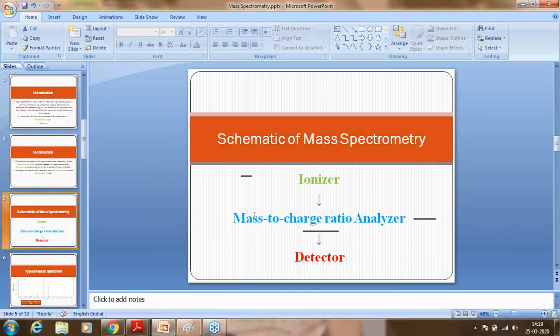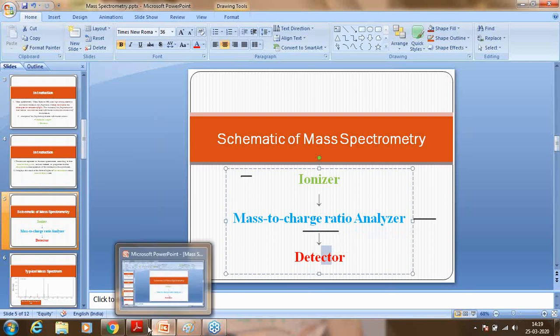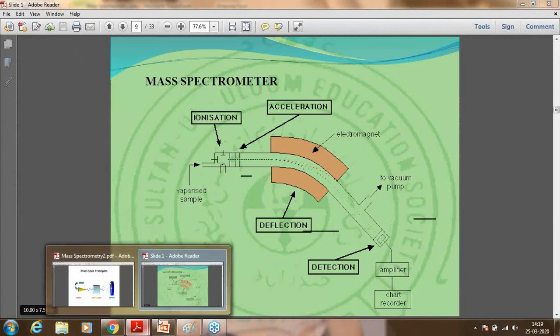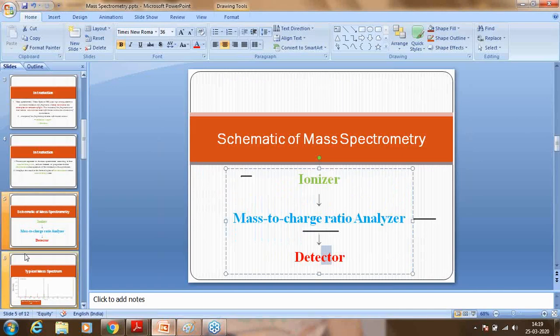So this is the schematic of mass spectrometry. First is the ionizer, next is the mass to charge ratio analyzer, and finally a detector. I will also show you this in the form of a flow diagram. See here, I have already shown you the ionizer, mass analyzer, and the detector. Moving ahead.